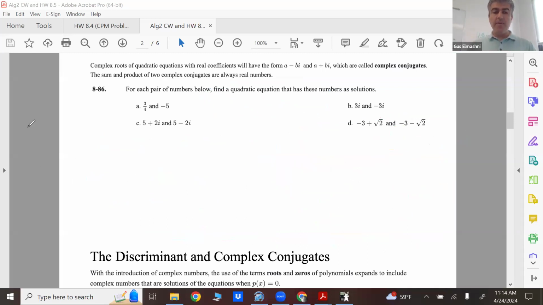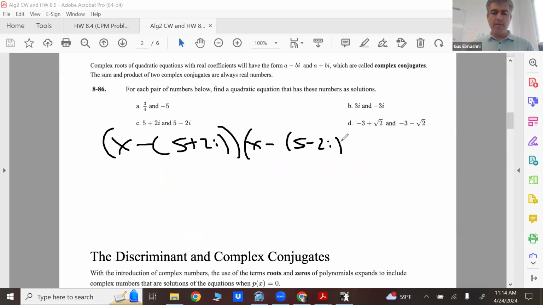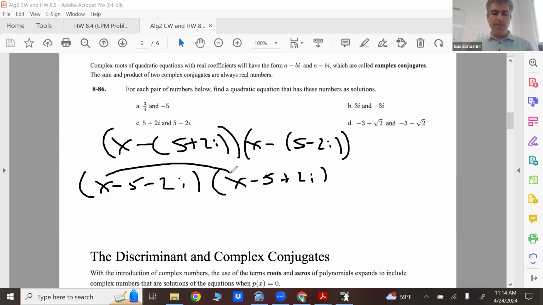Now, don't write this down. Here's what some people will do. If you talk to maybe an upperclassman who's taking this class or a tutor or another teacher, they might say, well, you should do this. x minus each number, right? So it's x minus 5 minus 2i, x minus 5 plus 2i. And then they FOIL. Well, not FOIL, but they distribute. But you generate actually 9 terms, which is kind of crazy.